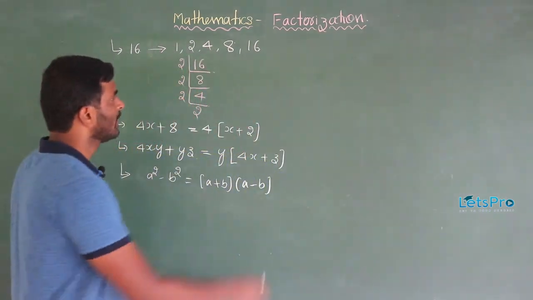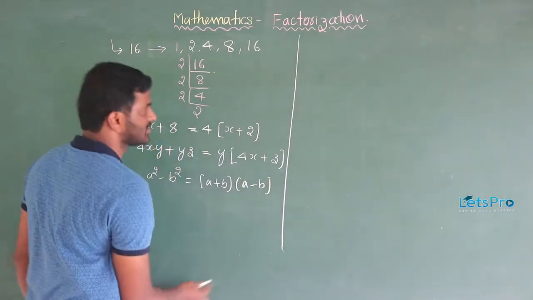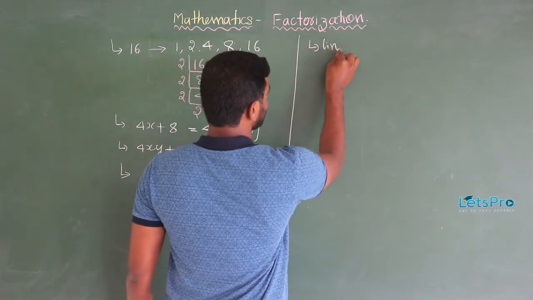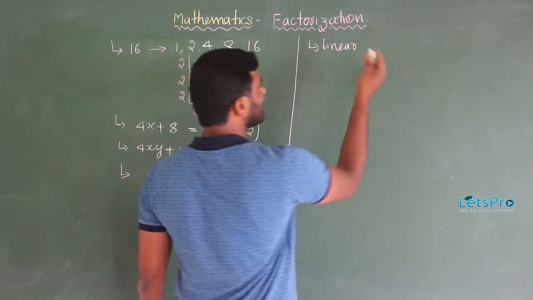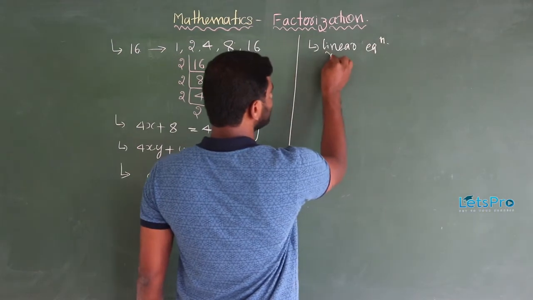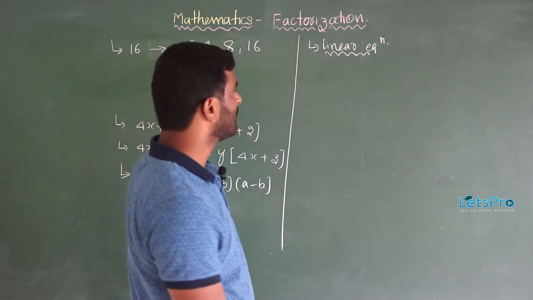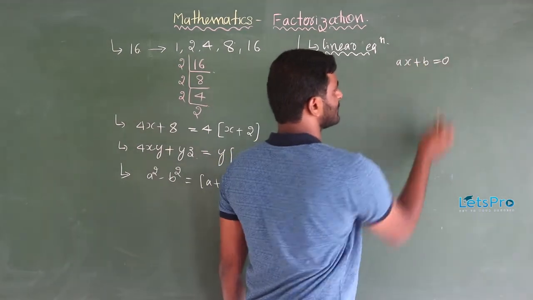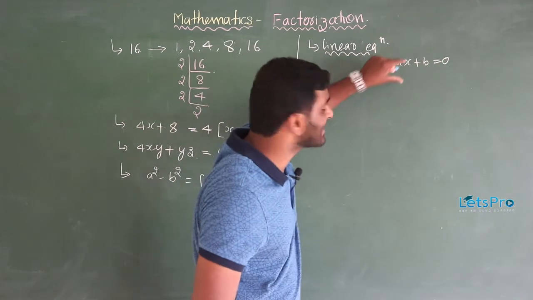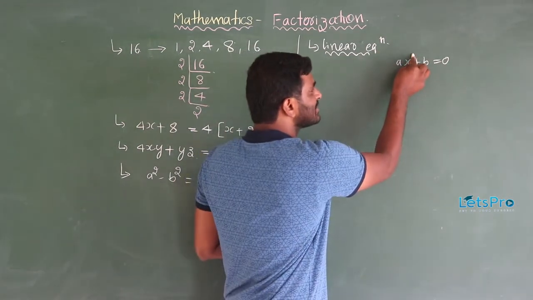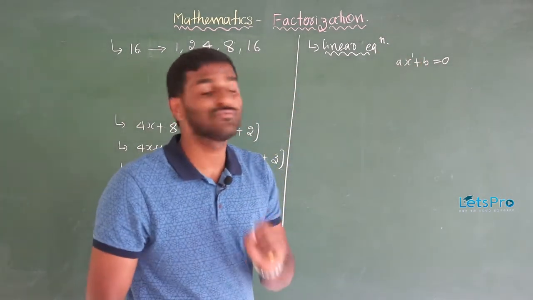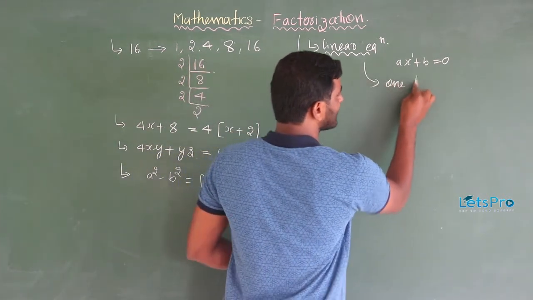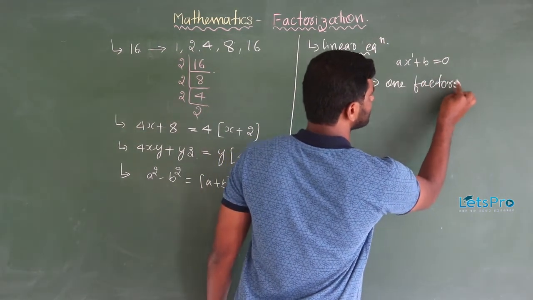Simple. Okay, we'll move on to polynomial terms. First we need to take a linear polynomial, that is a linear equation. In a linear equation, we have to know the standard form: ax plus b equals 0. In this case the highest degree is 1. Hence we are getting only one factor.